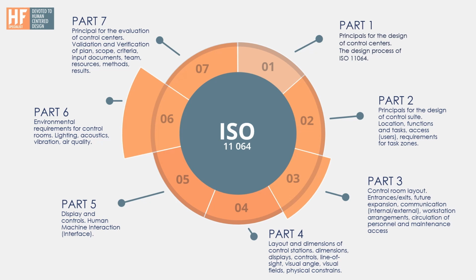In Part 6, we have environmental requirements for the control room, and here you have lighting recommendations, acoustic recommendations, vibration, air quality, and so on and so forth. And here we go, last but not least, we have Part 7, which is the validation and verification process. This is, in my point of view, a very important part of ISO 11064 that unfortunately is not always used after building a control room or control center.